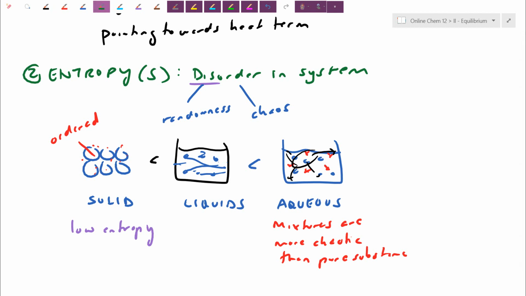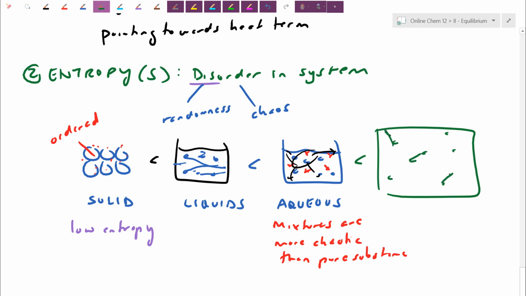By a long shot though, when we get to gases have enough energy, and these ones here are now going to spread throughout the container. Now this one here is going to be the most chaotic, this one here is the most random, this one not only has the highest energy, this one here is the most disordered.